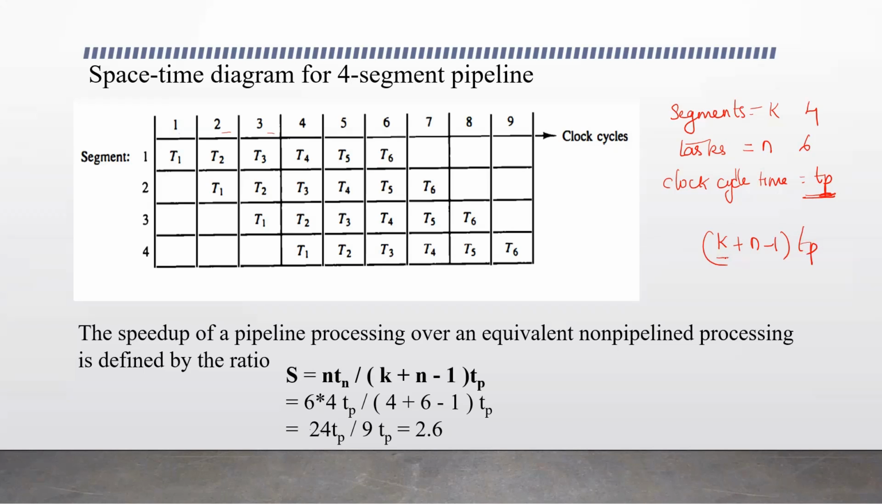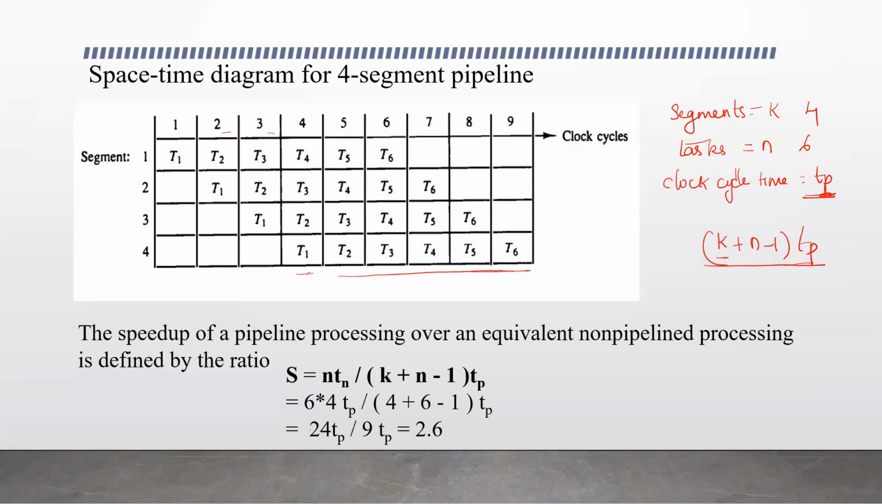K is the number of segments. So K is the time to complete the first task, and n minus 1 time is needed to complete the remaining n minus 1 tasks. So (k plus n minus 1) TP is the time taken to complete n tasks in pipeline systems.